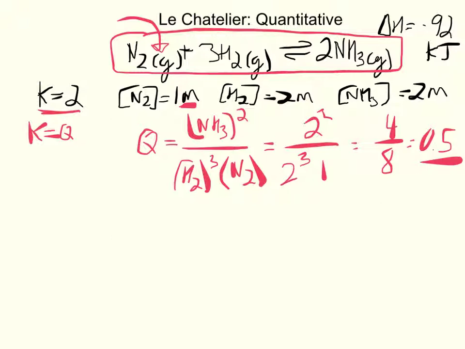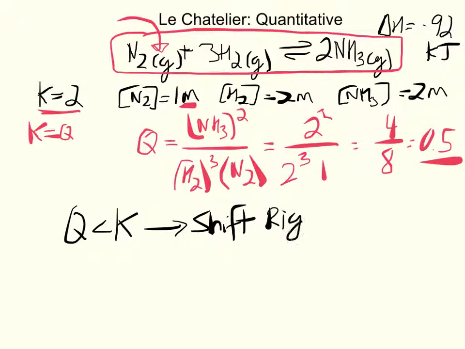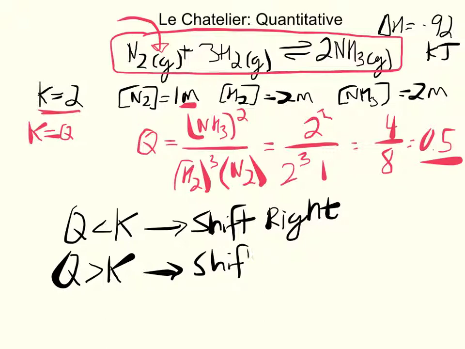So now the idea is to figure out which way it is going to shift. Well, if Q is less than K, that means the value of the numerator is not big enough. We haven't made enough products. So if Q is less than K, we're going to shift to the right. Okay? And if Q is greater than K, that means we have too much product, so we're going to shift to the left. So we can figure that out quantitatively by calculating Q and comparing it to the value of K.